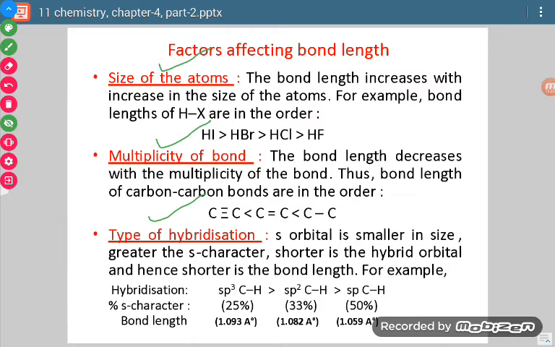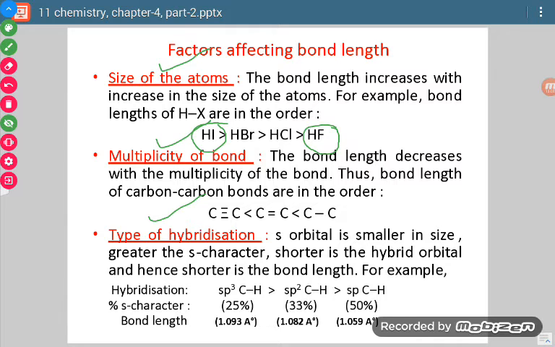So first of all, size of the atom. Now we know what bond length is. It is the internuclear distance between the two bonded atoms. Now if the size of the atom is more, then bond length will be more. Just like if I compare the size of fluorine with the size of iodine, the size of fluorine is small and the size of iodine is too much. So it means the HI bond length will be more as compared to HF.